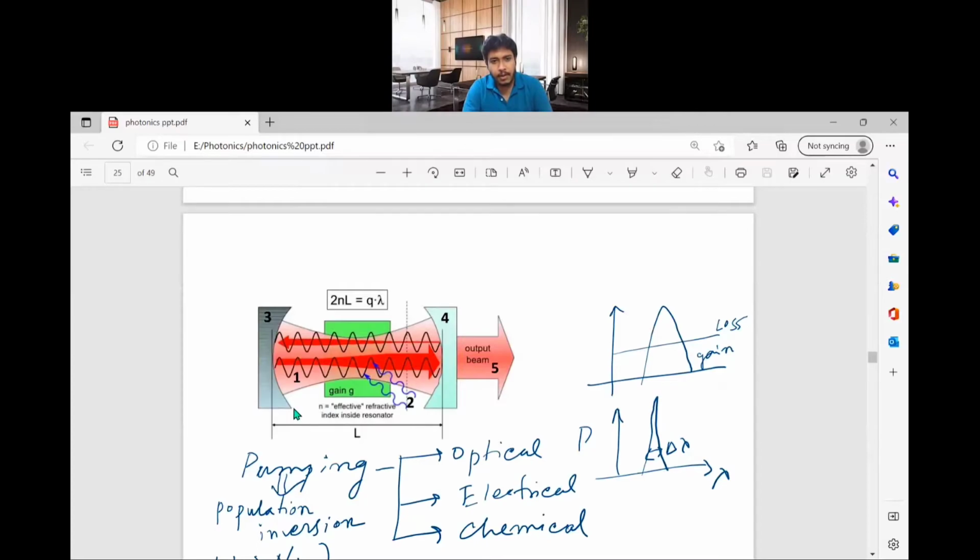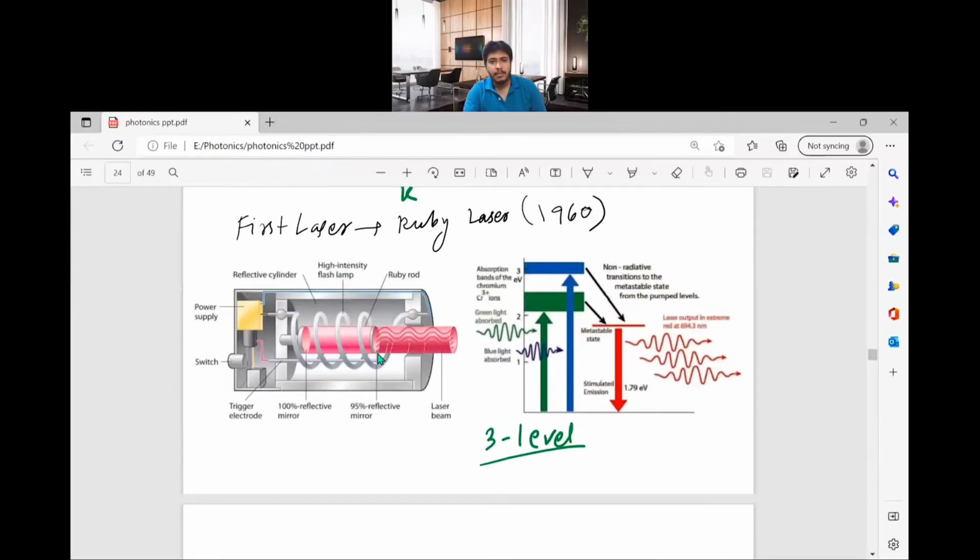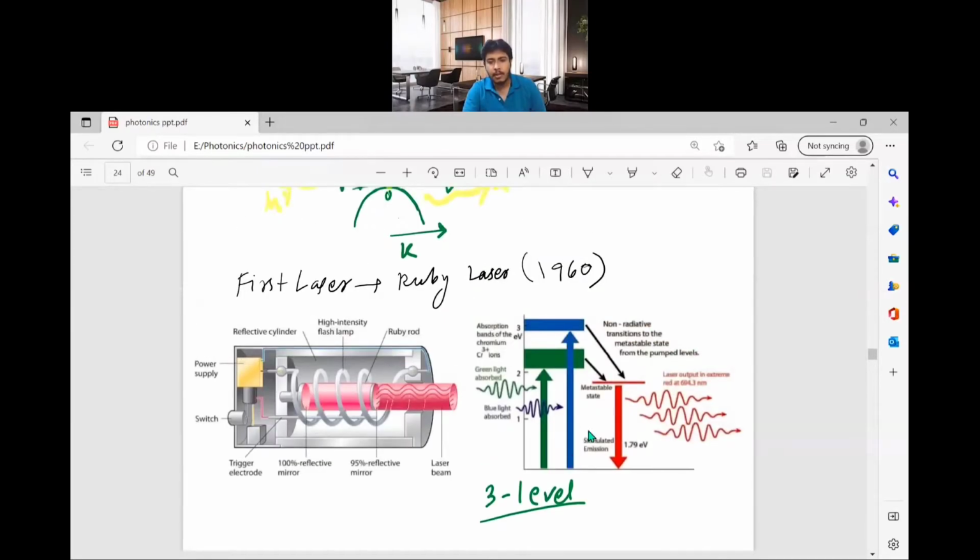And if the length is L, you can see 2nL = kλ. This is the emitted wavelength λ, n is the refractive index of the medium, and L is the length of the cavity. An example is the ruby laser, the first laser, which is a 3-level laser. We will discuss it later.